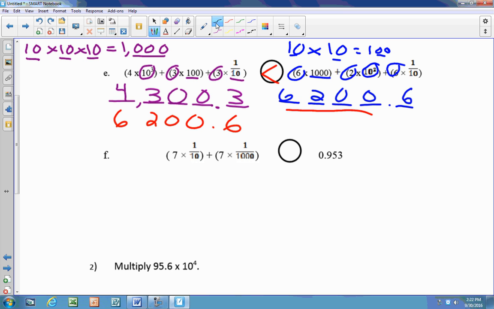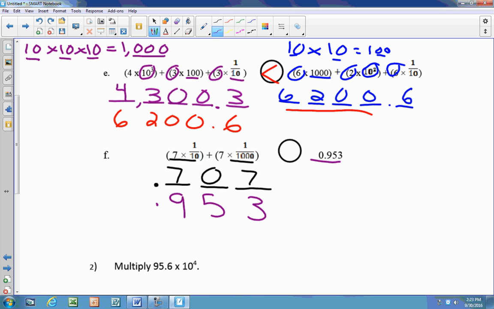Next, once again, we have some expanded form. This is the tenths and the thousandths. So we have the tenths, the hundredths, the thousandths. We have the tenths and the thousandths, and we have to fill in a 0 over there. So as we go through each of this, we now can take this other number over here, which is in standard form, and we can stack it right underneath. Okay, and there we go.